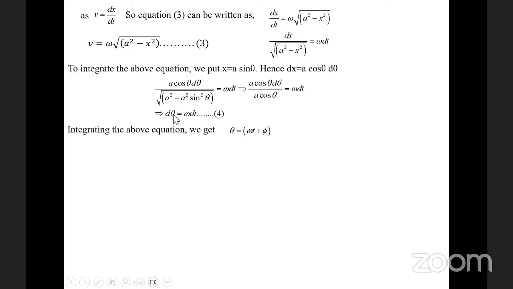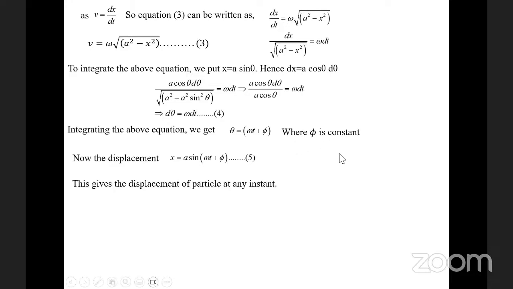Integrating the above equation, theta equals omega t plus phi, where phi is a constant. So d theta equals omega into dt. That's it. So the theta value is omega t plus phi. Now the displacement, you know pretty well: x equals a sin omega t plus phi. In our textbook, it is a cos omega t plus phi. Is it clear? No need to worry. Both are the same, either cos or sin. So the displacement of the particle at any instant gives you x equals a sin omega t plus phi.